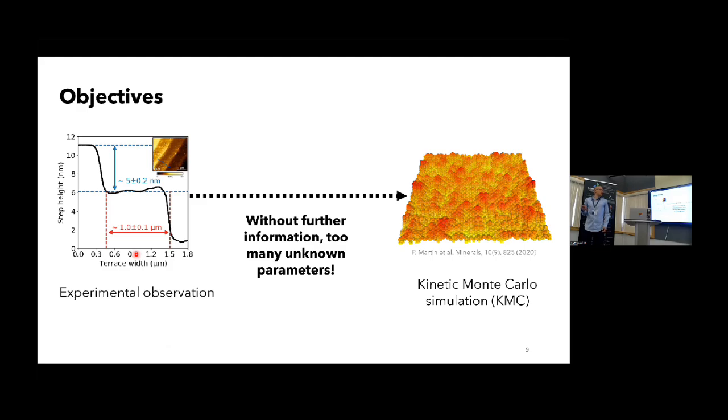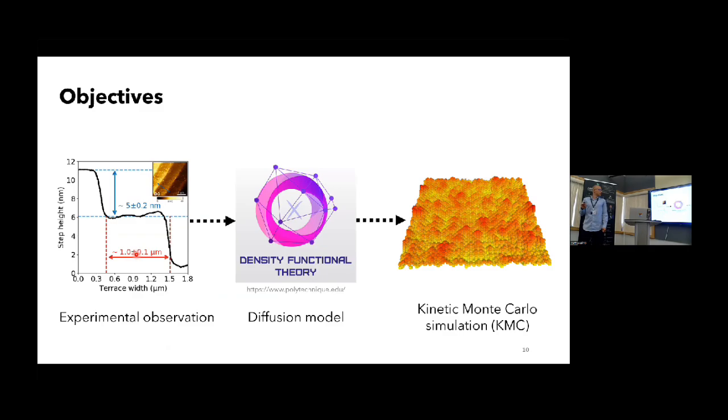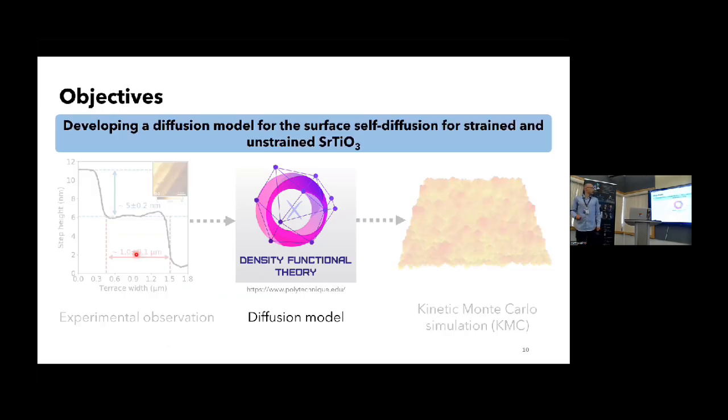So we could run a KMC without any knowledge, but this would result in many other assumptions and in a very inaccurate way. So what we want to do is obtain a diffusion model with the help of density functional theory, obtaining the diffusion barriers, etc. The objective for this talk is developing a diffusion model for the surface diffusion for strained and unstrained strontium titanate. For unstrained, just to have a reference, what is actually diffusing, and then for the strained one, how the strain affects it.